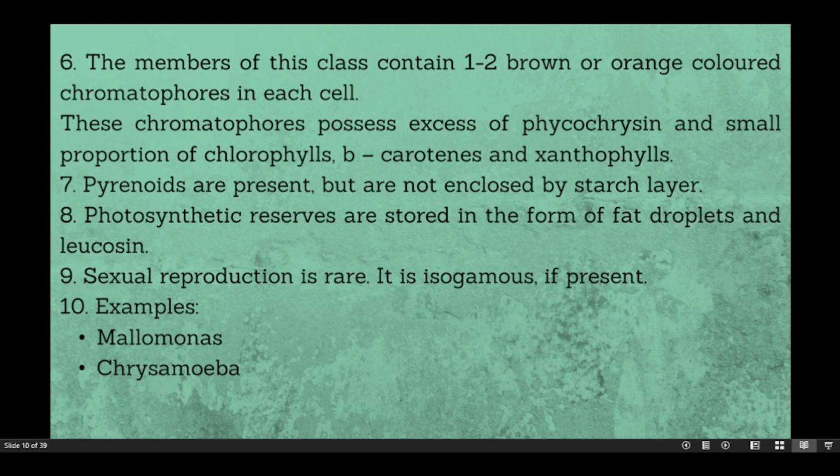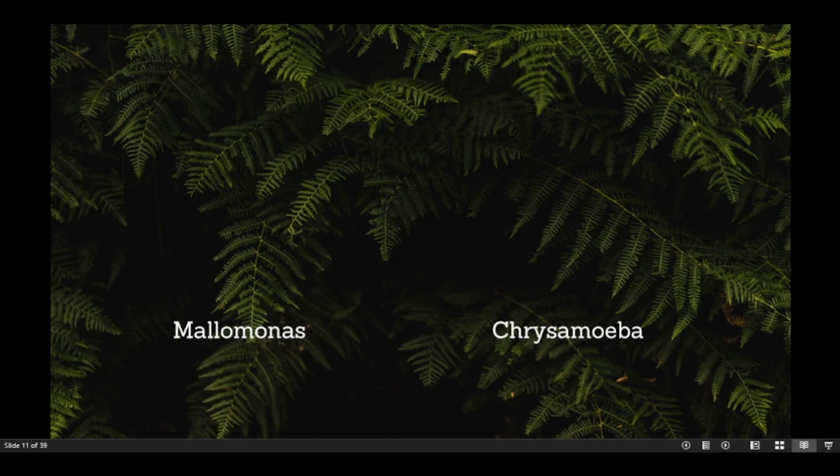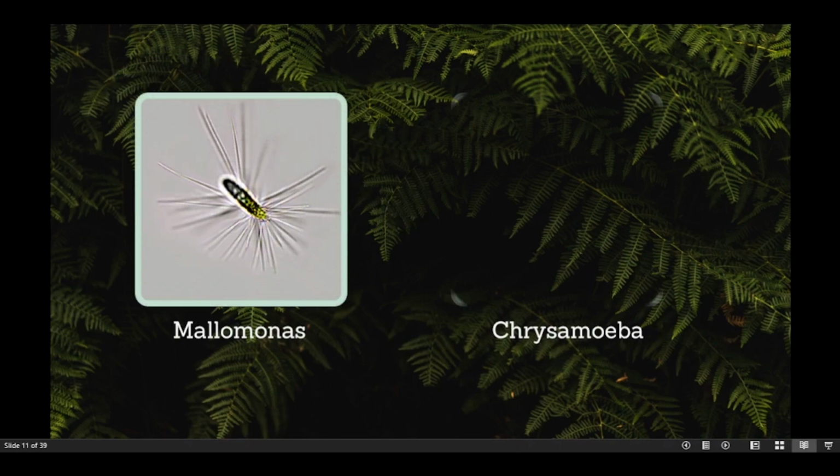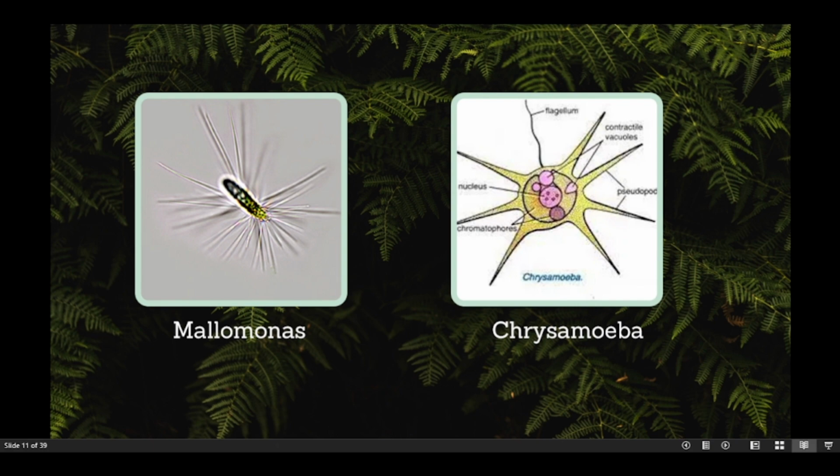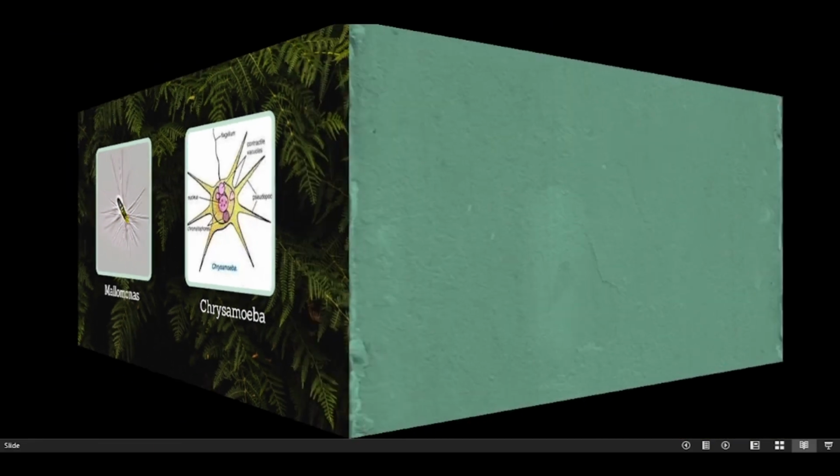Sexual reproduction is very rare. If it is present, it is isogamous. For example, Mallomonas and Chrysomonas. Here is the image of Mallomonas and Chrysamoeba.